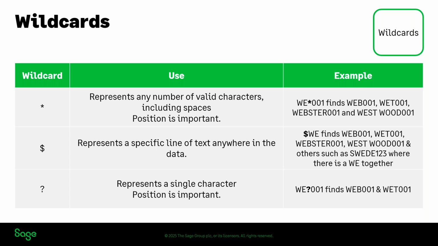You've then got the $ sign. This represents a specific line of text anywhere in the data. Again, in the example on the right, we've got the $ sign, then WE. This will be anything where the WE appears, so that could be start, middle, end. It doesn't matter where it is, as long as the W and E are together, it will search for that. Now, these wildcards don't just apply to account names. If you're using the quick search box where you're free typing, or if you're looking for account reference using the filters and you use these wildcards, then it is going to look specifically for account references.